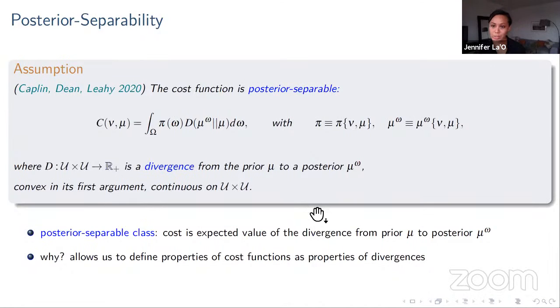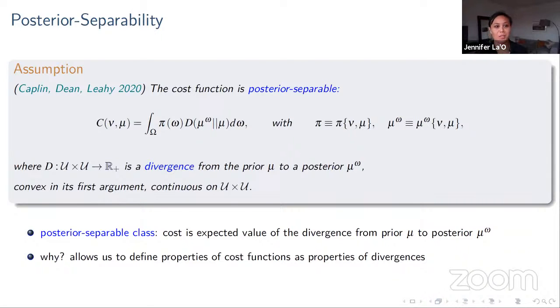So why are we doing this? The reason we put this minimal amount of structure on the cost function, and make it this posterior separable class, is in order for us to define certain properties of the divergences. So you can think of cost functions with their associated divergence, and we're going to define properties of these divergences.